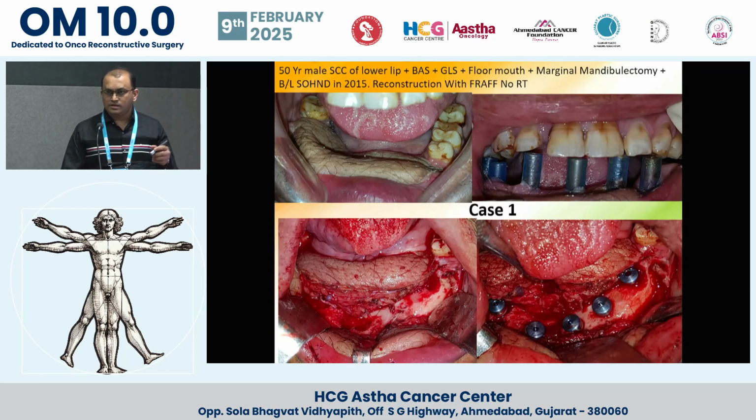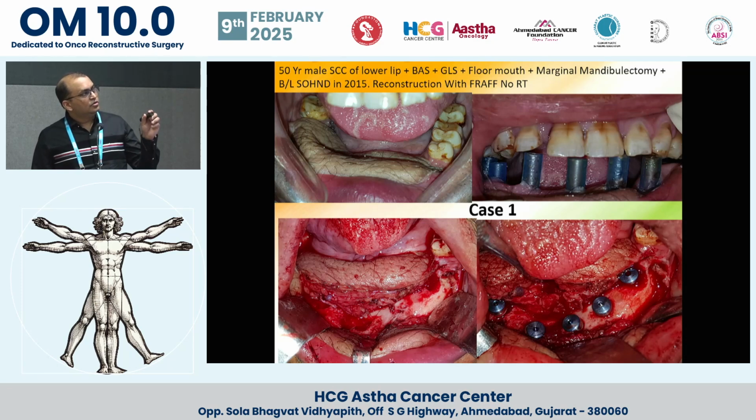We'll start with case discussions. This is a 50-year-old patient with squamous cell carcinoma of lip, sulcuses, both floor of the mouth, marginal mandibulectomy was done, and you can see the flap. This patient didn't receive any RT. So this is how this patient was done in, I guess, 2016, so around 9 years back.